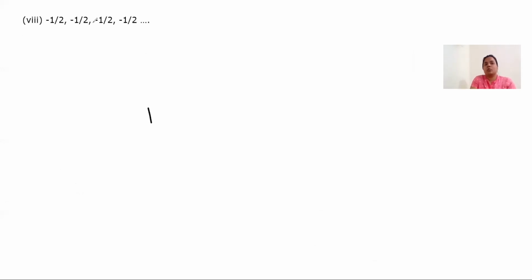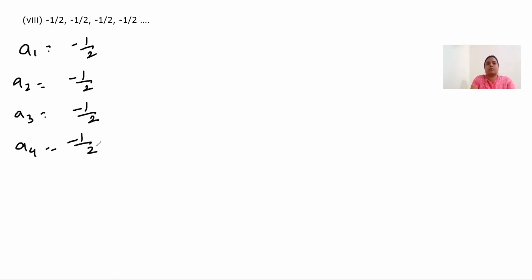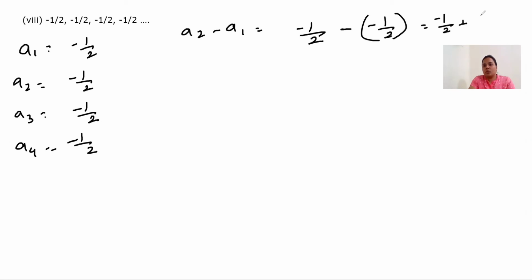Next is minus 1 by 2, minus 1 by 2, minus 1 by 2, and minus 1 by 2. In this case, all the terms are same. A1 is minus 1 by 2, A2 is minus 1 by 2, A3 is minus 1 by 2, and A4 is minus 1 by 2. So A2 minus A1 is minus 1 by 2 minus minus 1 by 2. This will be equal to minus 1 by 2 plus 1 by 2. That is equal to 0.